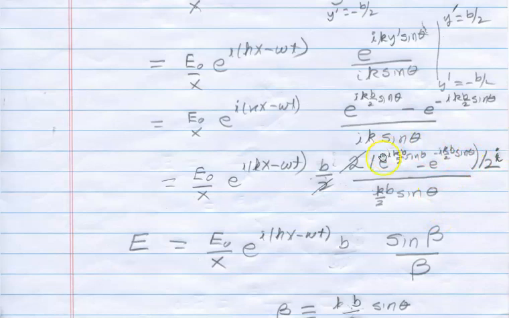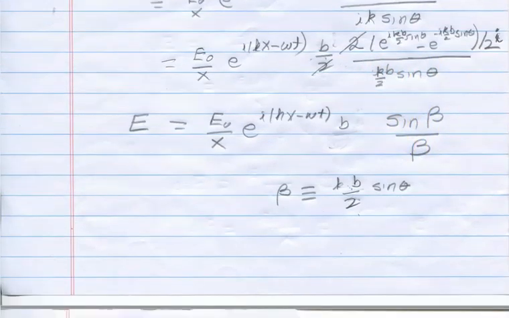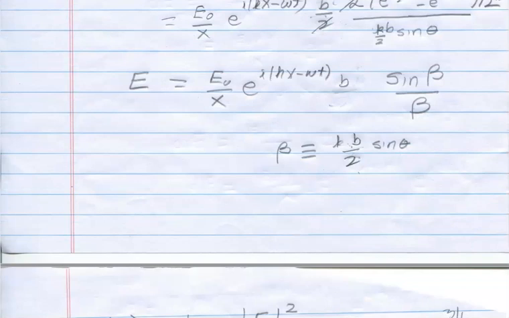And then I've got sine of beta divided by beta, where I've defined beta to be kb over 2 sine theta, which is just the argument of this sine here. And you may recognize that. That's just the sinc function, sometimes called the sinc function. So I've got the total field at that point.